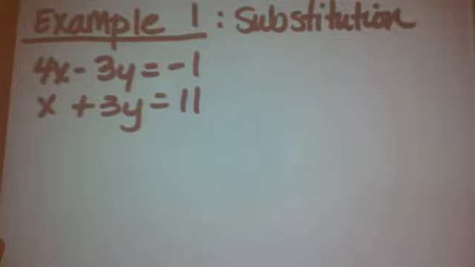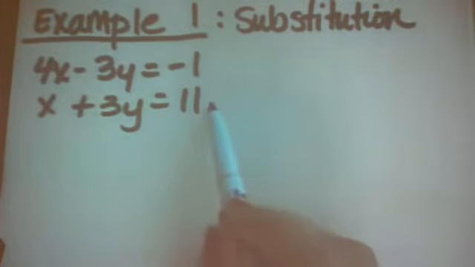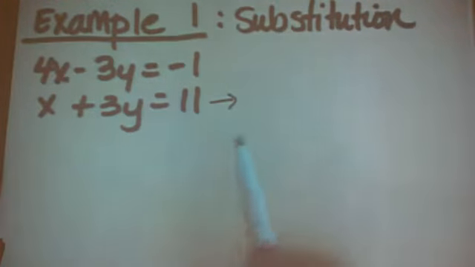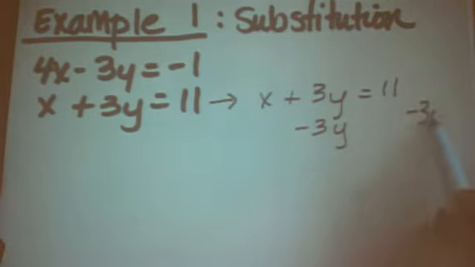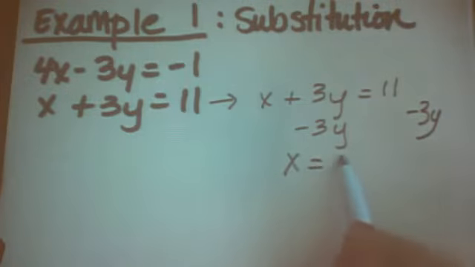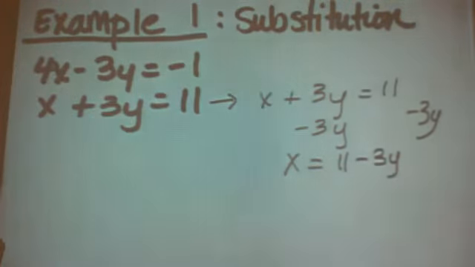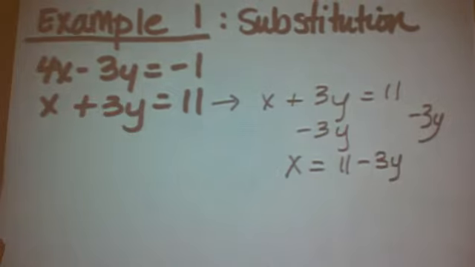So the first one is a good example of when you would use substitution. If you notice by looking at the 2 equations, one of the variables would be fairly easy to get by itself. So if I look at this second equation and I subtract 3y from both sides, I have x by itself, and I can substitute that into the other equation everywhere I see an x.